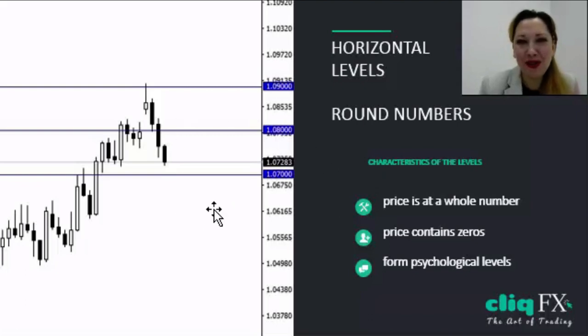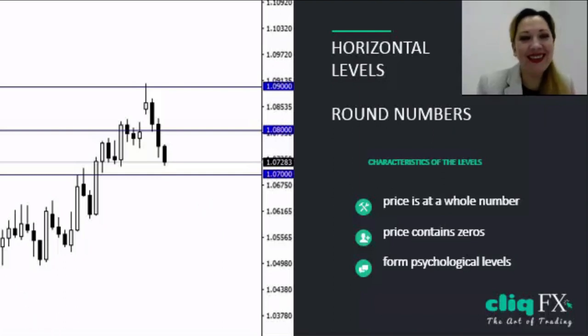And this big amount of orders forms a very strong price barrier, which the market is unable to push down or upward. And this is how psychological levels appear.